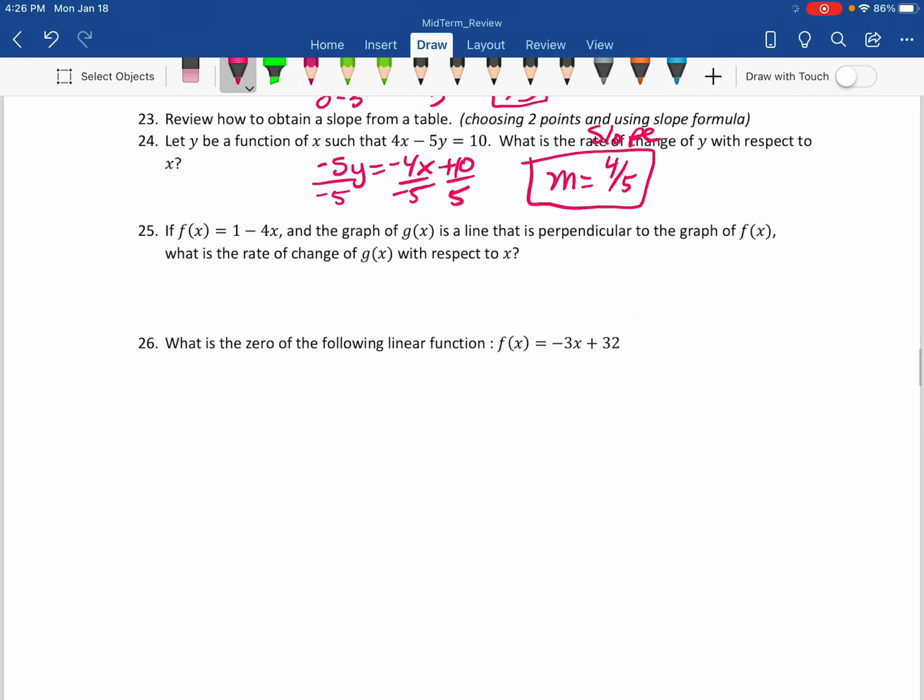Number 25. Okay, if we're given the graph f of x is equal to 1 minus 4x, and the graph of g of x is a line that is perpendicular. Perpendicular, remember, flip and switch of the slope. What is the rate of change? So what is the slope of this? Our normal slope is going to be negative 4. So that means the perpendicular slope is going to be positive 1/4.